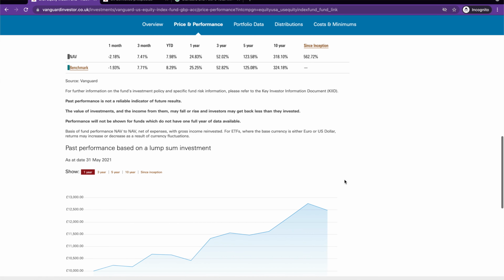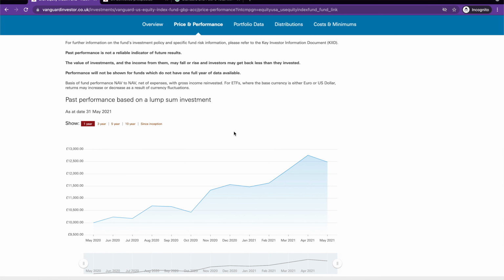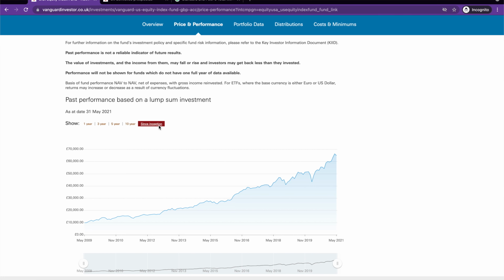And then here we have the same analysis, the performance based on a lump sum investment. So if I click here on inception, we can see that if we had invested £10,000 back in 2009, that would have grown to £64,000. Not bad at all.